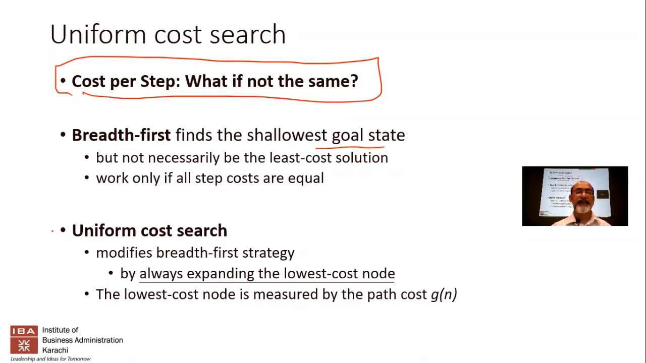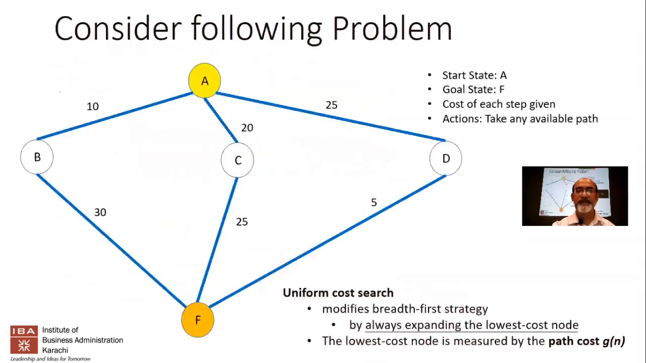And the algorithm that solves this is referred to as a uniform cost search. What it does is it slightly modifies the breadth first. And it says, let's only expand the lowest cost node. Okay. So let's take a look at how this does it.